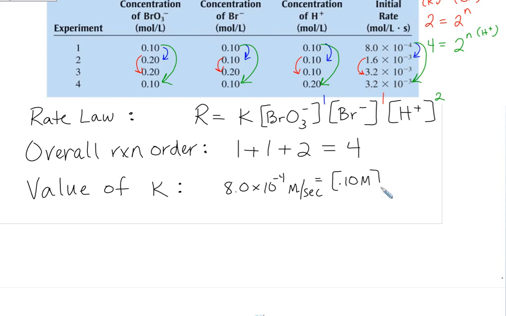0.10 molar to the first. That was the BrO3 minus. Times bromine 0.1 molar to the first. That was for the bromine. And hydrogen, well, what do you know? 0.1. That one's going to the second power. That was for the hydrogen. You just plug this in your calculator and solve for, whoops, I forgot to put it in. K. I'll get that in there. K. There. Now we can solve for K.